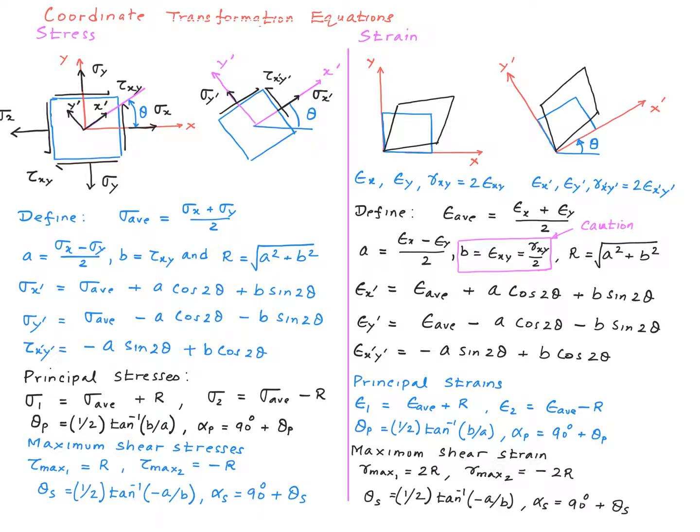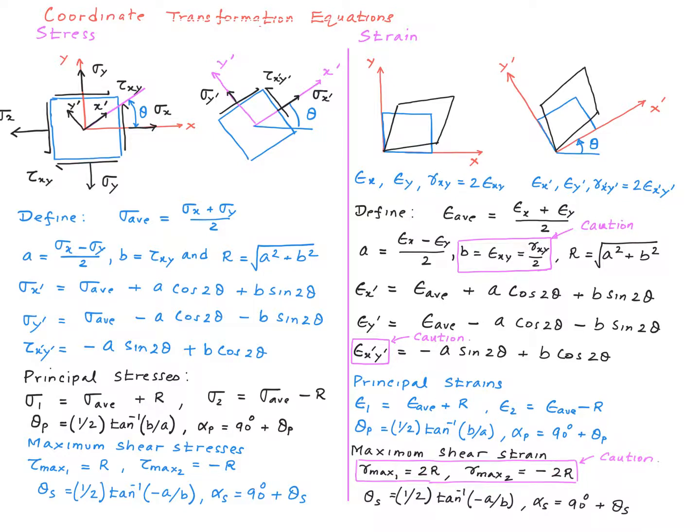Now once you have defined these parameters, you can see the strain components epsilon x prime, epsilon y prime, epsilon x prime y prime are given by exactly the same equations as those for the stresses. And here too, note that we are not calculating gamma x prime y prime, we are simply calculating epsilon x prime y prime. The principal strains epsilon 1 and epsilon 2 are given by these equations, which are identical to these equations. The maximum shear strains are given by these equations. Once again, what we are calculating are the maximum values of epsilon xy's and not gamma xy's, and that's why we have a factor of 2 here.